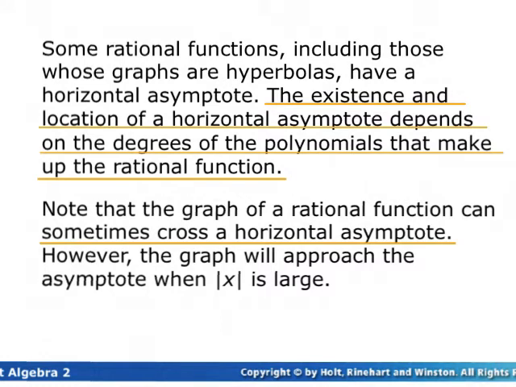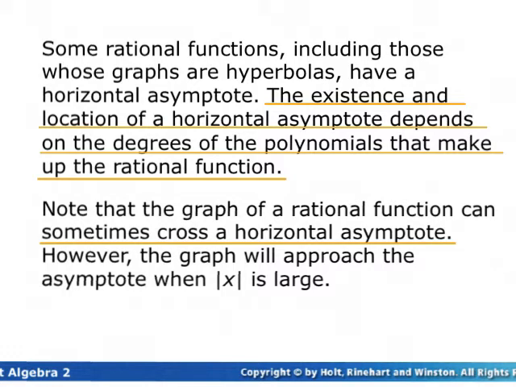In this slide we're going to begin to talk about horizontal asymptotes. Now the existence and the location of a horizontal asymptote depends on the degrees of the p of x and the q of x, the polynomials that make up the rational function.